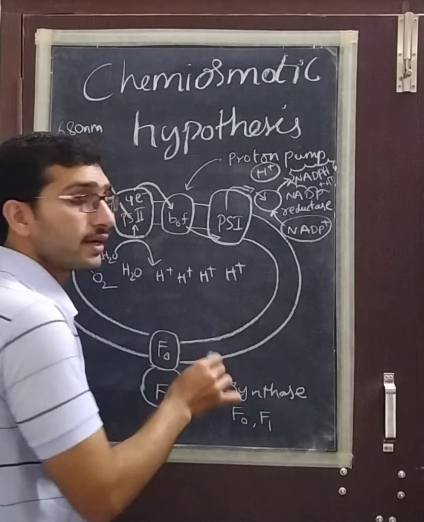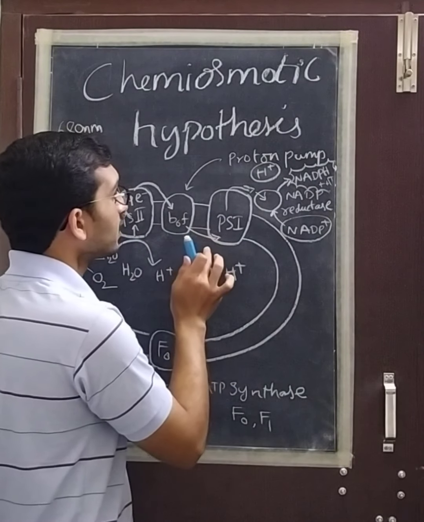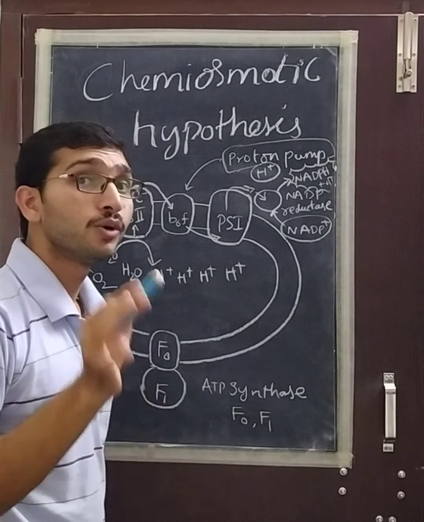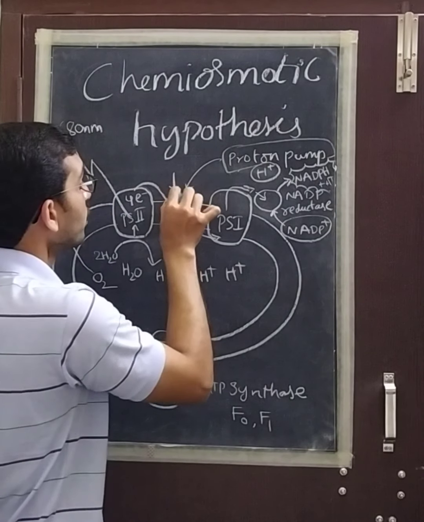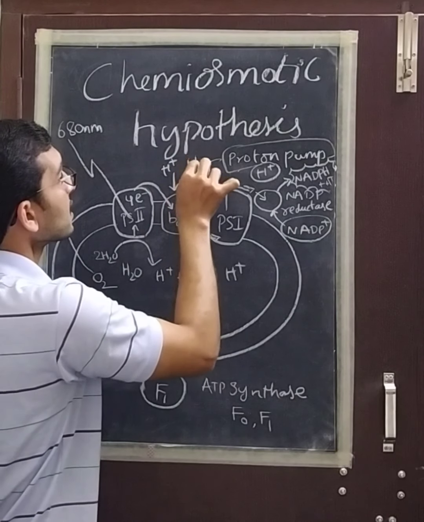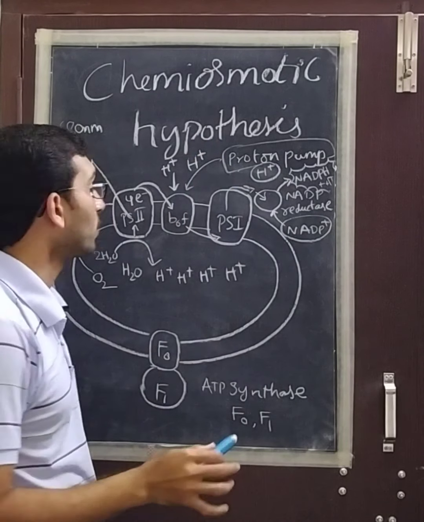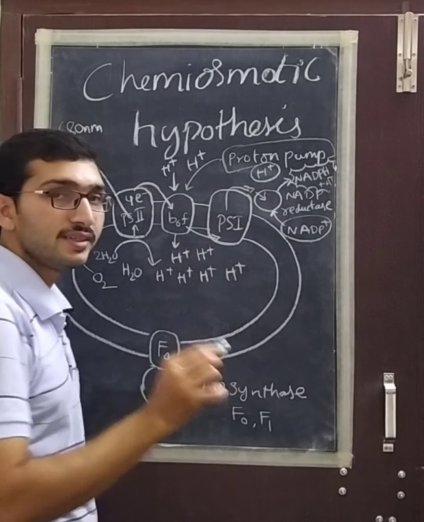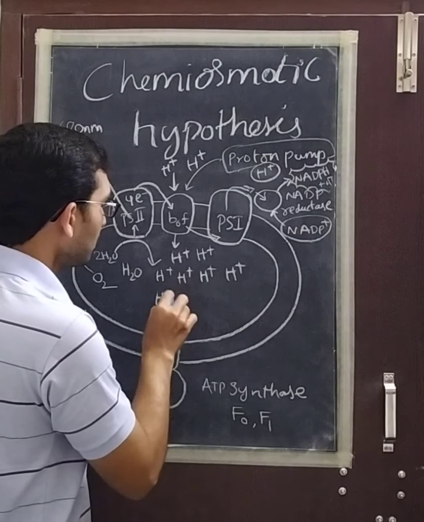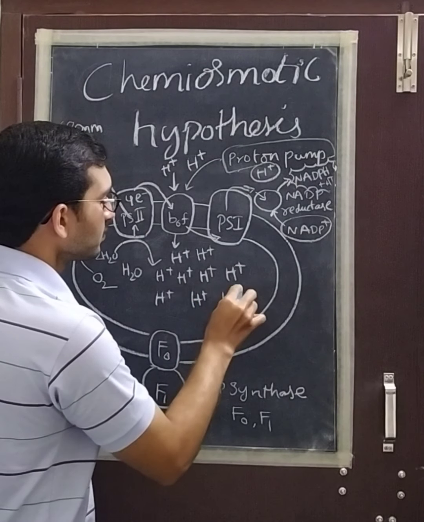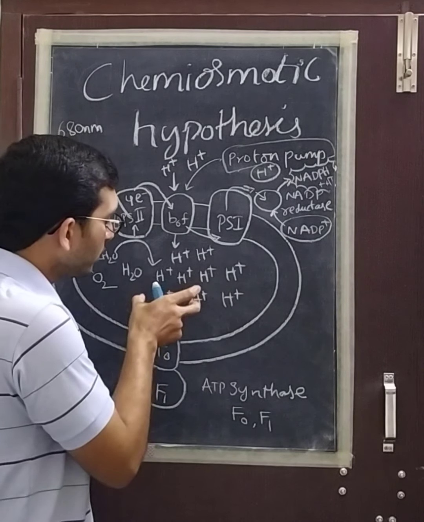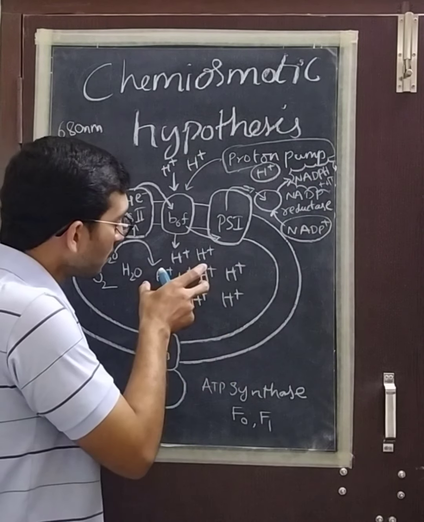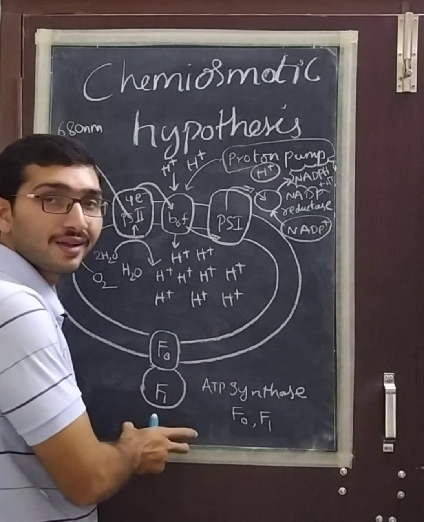So what is the advantage of the cytochrome which is present here? It is going to act as a proton pump. It is going to act as what here? Proton pump. That means it is going to bring the H plus ions which are present in the stroma. So here the proton concentration increases. So when there is high proton concentration, definitely the molecules will tend to move by osmosis, that means from high concentration to low concentration.